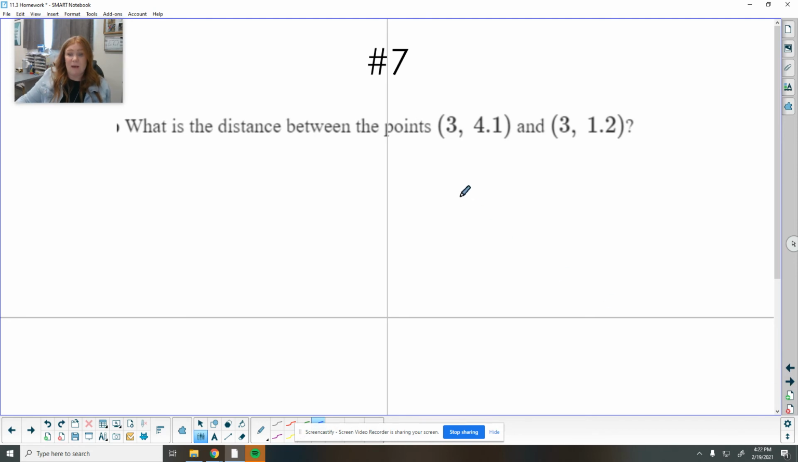Number 7, again, wants to know the distance. This time I can see my x's are the same. They both went over 3, and then they went up different amounts. So we're finding the difference from here to here instead of going across. This one went up 4.1, so the absolute value is 4.1. And this absolute value is 1.2.